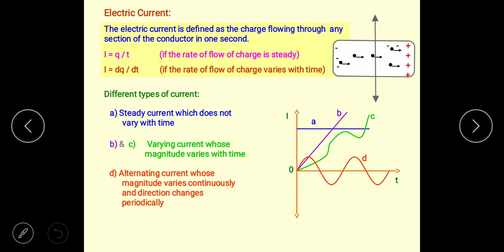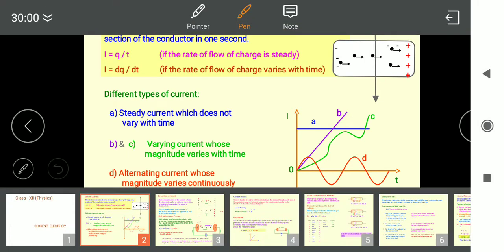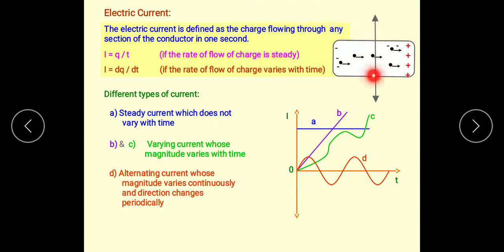Now, here we have considered a conductor. This is the conductor, and we have considered a section of the conductor. These arrows are showing any section of the conductor. These are the electrons. Now this is the negative terminal, this is the positive terminal.